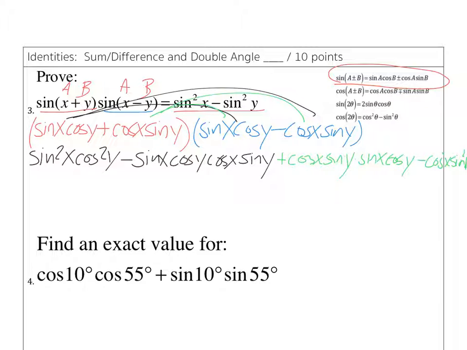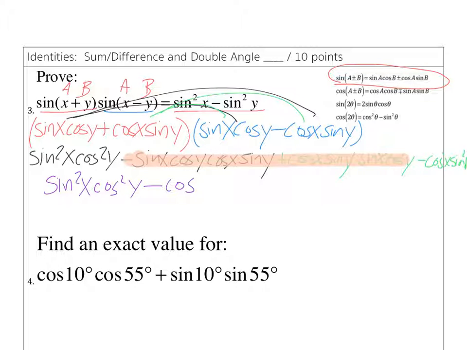Oof. Okay. What I'd like for you to notice is that in looking at these two terms, they happen to be the same exact thing, but opposites. What that means to me is that those are going to cancel out, and that's going to leave me with sine squared x cosine squared y, and then minus cosine squared x sine squared y. Okay, that gets me almost to the end here.